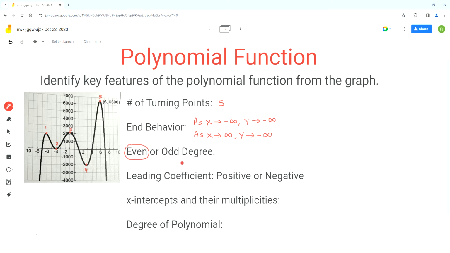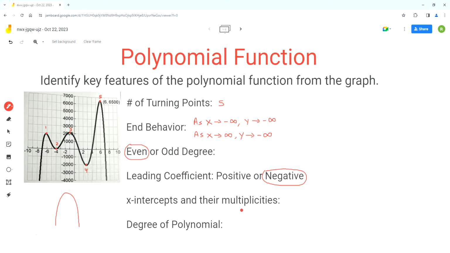The other way to identify the degree is by analyzing the end behavior. Since y approaches -infinity for both ends, that's why the degree is even. The leading coefficient in this case is negative because the graph is starting from the lower quadrant 3 and is ending in quadrant 4. You can also think of this as a graph that is opening downward. Just like for a parabola, we say the parabola is opening down or opening up. So this graph is equivalent to a parabola opening down. So that's why the leading coefficient is negative.